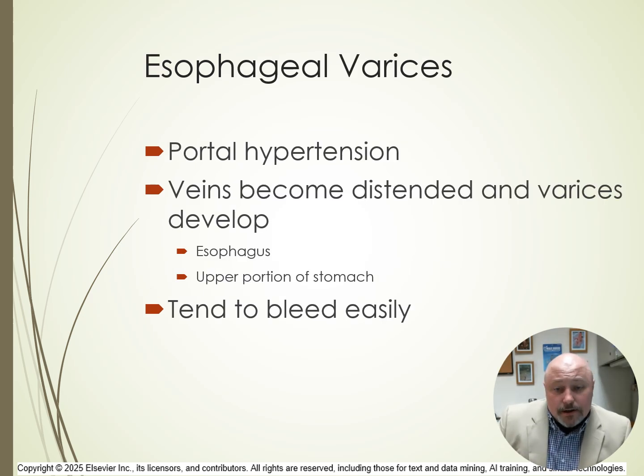Esophageal varices occur secondary to portal hypertension. The normal portal venous pressure is 2 to 6 millimeters. As these veins experience increases in pressure, they become distended with blood, the vessels enlarge, and varices develop when the pressure exceeds 10 millimeters. The most common sites for the development of these varices are the esophagus and the upper portion of the stomach. When portal venous pressure reaches 12, the varices tend to bleed.